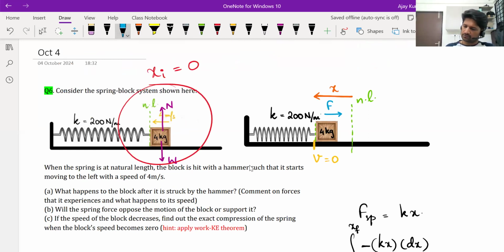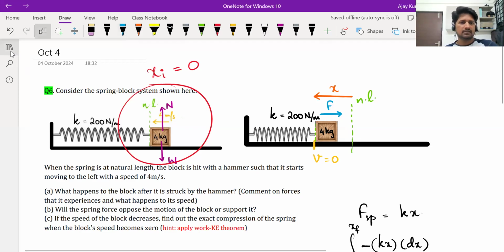Then it starts exerting a force on the block. Due to that force, the block speed decreases, and it becomes zero somewhere. That somewhere is what we are finding out. Where that happens is what we are finding out. Okay. And to solve this problem, we are using work energy theorem, because in this process, as the block compresses the spring, spring force is the only force doing work on the block. And in the expression for work done by spring force, the compression will be there. So that should give you the idea that maybe work energy theorem can give us the answer.